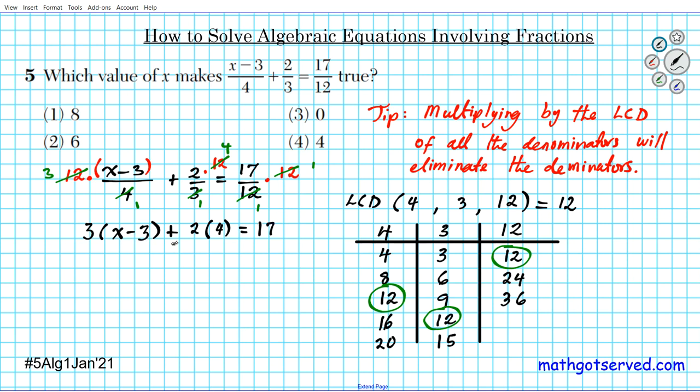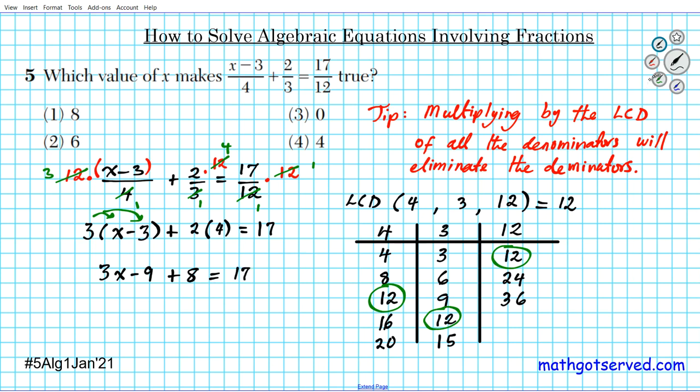Now let's compare what we have here with what we had initially. Doesn't this look much nicer? Well, why is that? It's because the denominators are gone. We are no longer dealing with fractions. This is a linear algebraic equation in one variable. All right, so let's go ahead and solve this. To solve it, we have to get rid of the parentheses, distributing 3 to these two terms. So here we have 3x - 9 + 8 = 17.